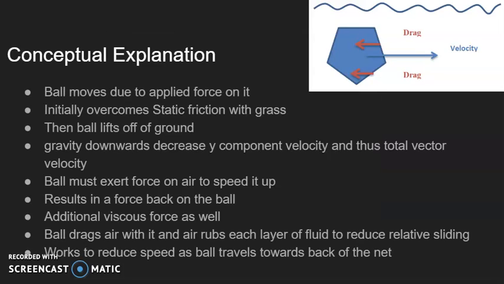Conceptually, the ball initially moves due to the applied force on it, and it initially overcomes static friction with the grass. The ball then lifts off the ground, and gravity downwards reduces the y component of velocity, and thus the total vector velocity of the ball. The ball also must exert force on the air to speed up, which results in a force back on the ball, which is the drag force. And there's also an additional viscous force, where the ball drags air with it and rubs each layer of fluid to reduce the relative sliding, and it works to reduce speed as the ball travels towards the back of the net.